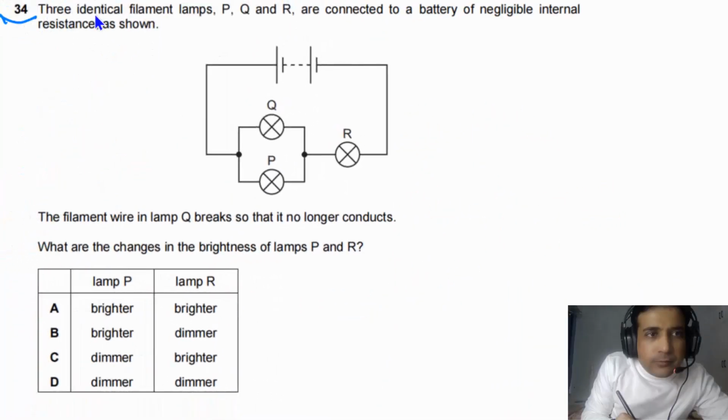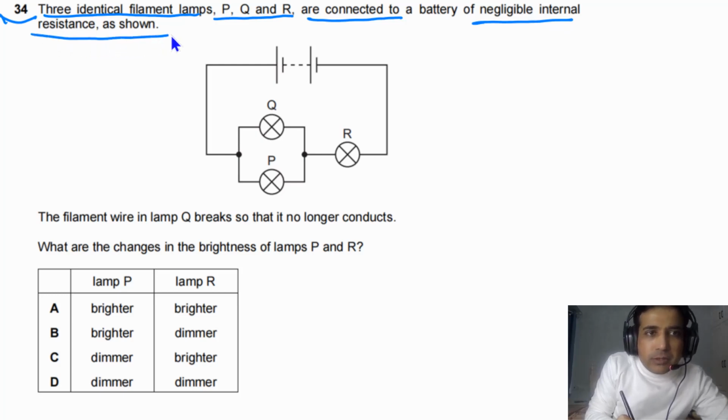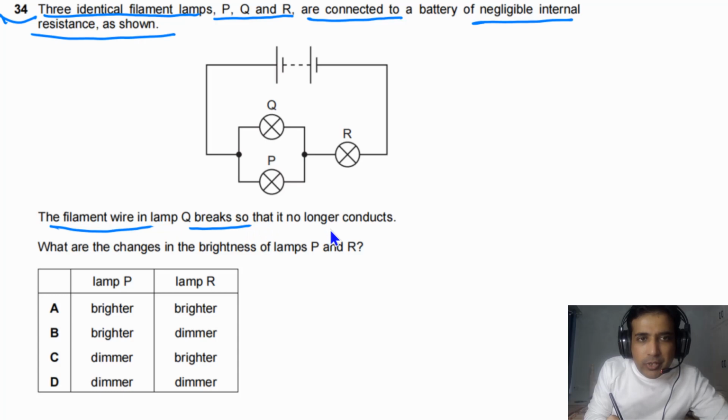For question number 34, it is given to us 3 identical filament lamps P, Q and R are connected to a battery of negligible internal resistance as shown in the figure. The filament wire in lamp Q breaks so that it no longer conducts. What are the changes in the brightness of lamps P and R?